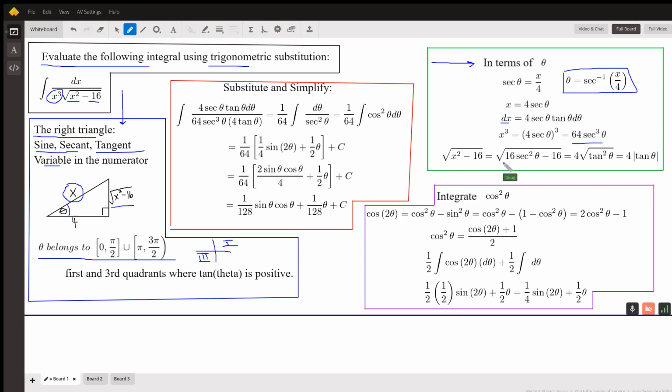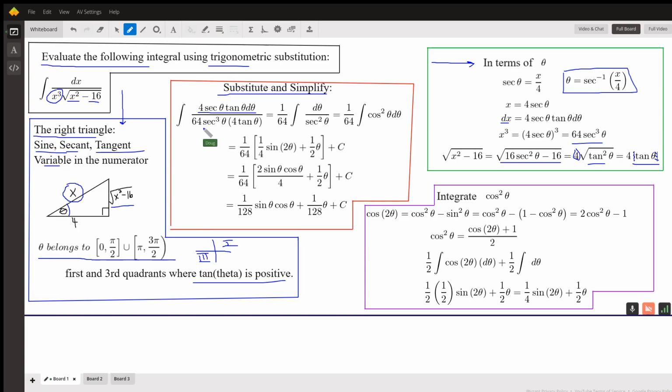And the square root of x squared minus 16, this is the whole reason for the trigonometric substitution, because if I factor out that 16 and take the square root, what's left underneath is secant squared theta minus 1, which is the same as tangent squared. The square root of tangent squared theta is actually the absolute value of tangent theta, but we're making the assumption that tangent theta is positive. So I can really drop these absolute value symbols when I actually do the substitution, which is what happened over here. So here's dx, 4 secant theta tangent theta d theta.